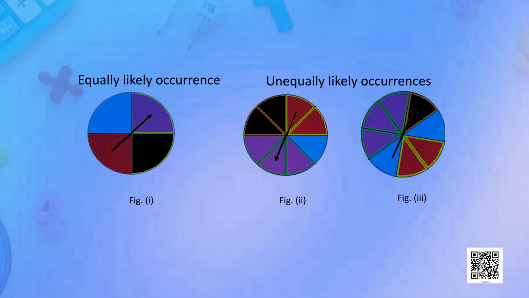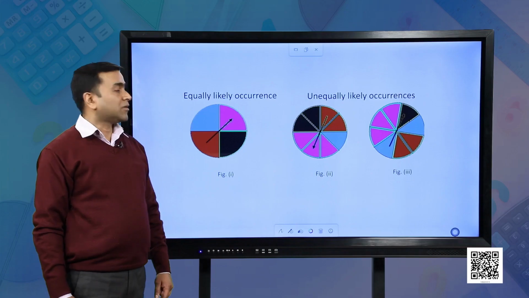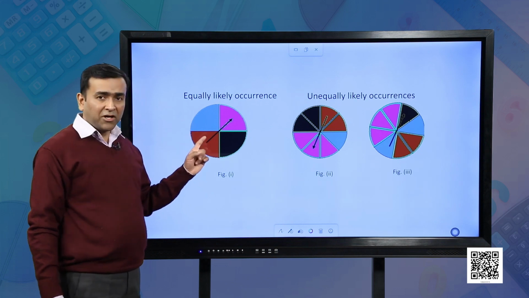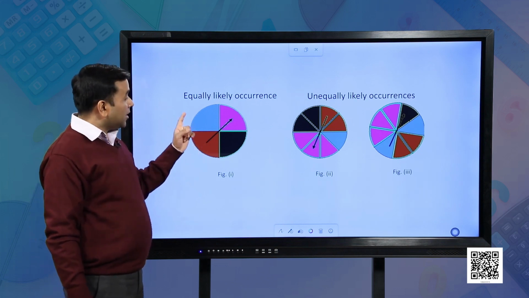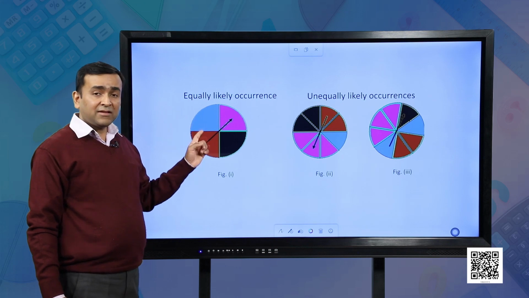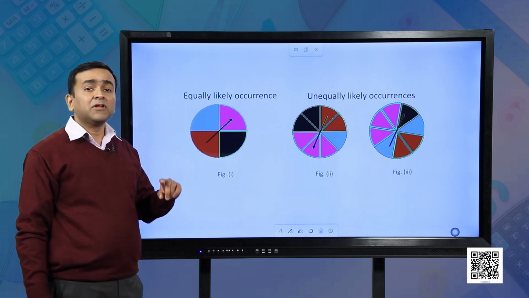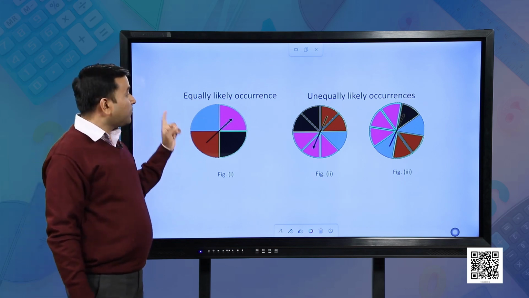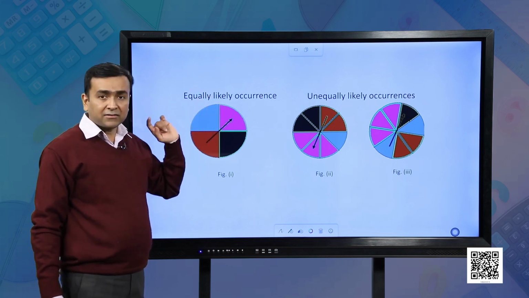Let us understand this concept of equally likely event with the help of an example. Suppose we have a circle which is divided into 4 equal parts, each having a different color, and if we spin this arrow, then this arrow has an equal chance of stopping at either of the colors, right? This is an example of equally likely occurrence.